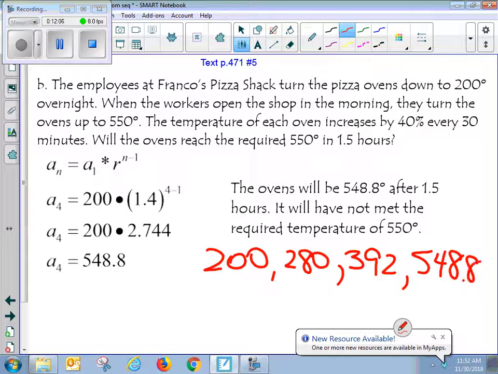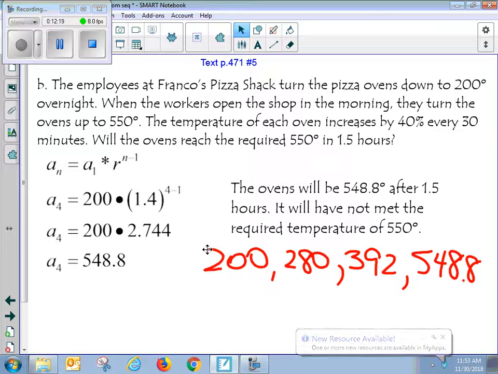Would you agree an hour and a half has lapsed? Shake your head. Okay. So now if an hour and a half has lapsed, that's what the question is asking about. It's saying, will the oven reach the required 550 degrees in an hour and a half? Is it there? No, I don't want an ish value. It is not there. No, it is not.